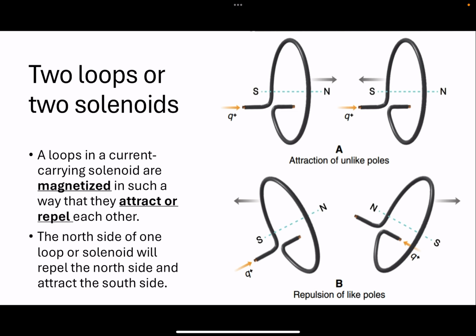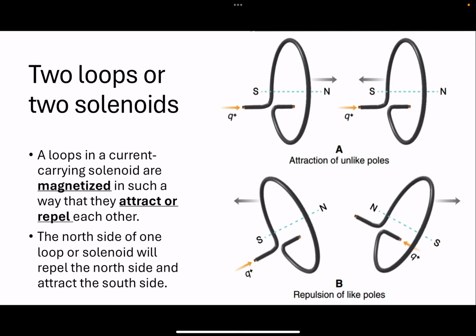If two loops are energized with a current, we send a current through them, they basically illustrate the same law that we had with magnets, that like poles repel and unlike poles attract. Two solenoids supplied with current obey this law, also just like magnets do. So if you look here, you can see that if we have adjacent loops in a current carrying solenoid that are magnetized in such a way that they attract each other, they'll come together as long as they're not being held apart by something, right?